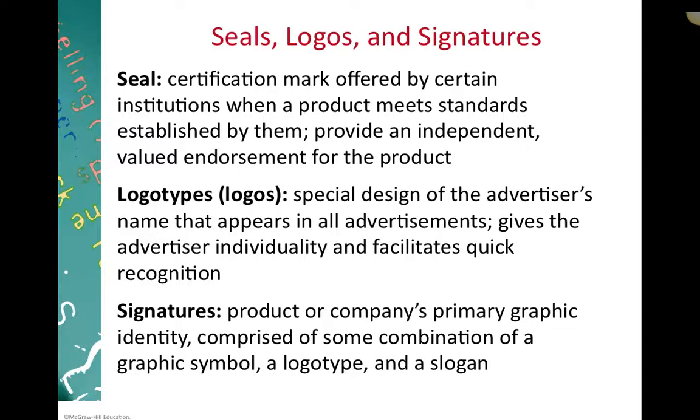A seal is awarded only when a product meets standards established by a particular organization, such as the Good Housekeeping Institute or Underwriters Laboratories. Because these organizations are recognized authorities, their seals provide an independent, valued endorsement for the advertiser's product. Logotypes, logos, and signatures are special designs of the advertiser's company or product name. They appear in all company ads, like trademarks, and give the product individuality and provide quick recognition at the point of purchase. Think of the Nike swoosh.